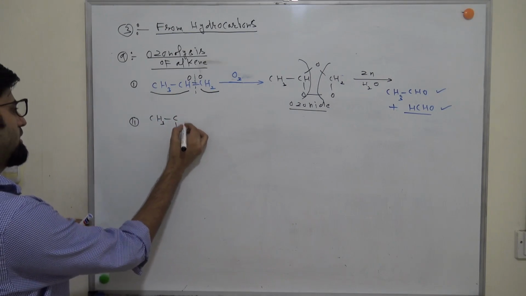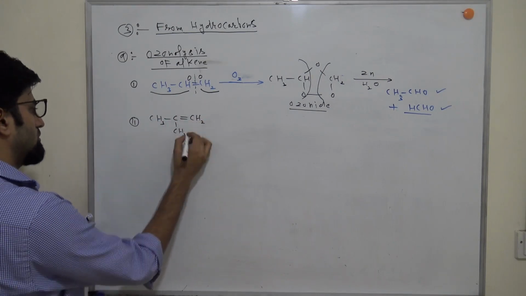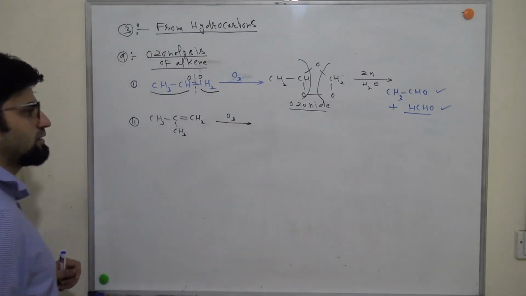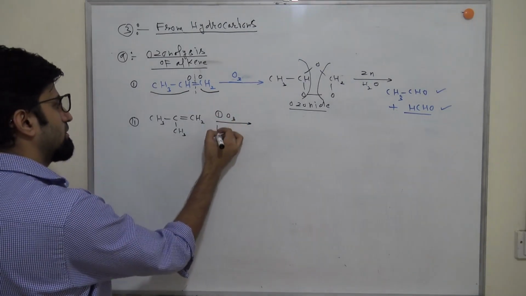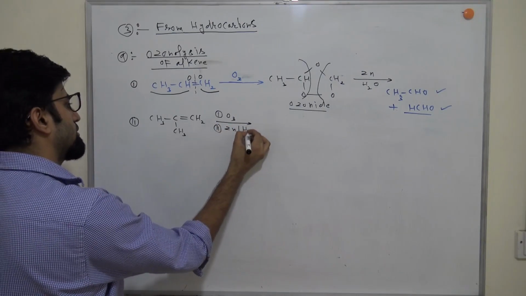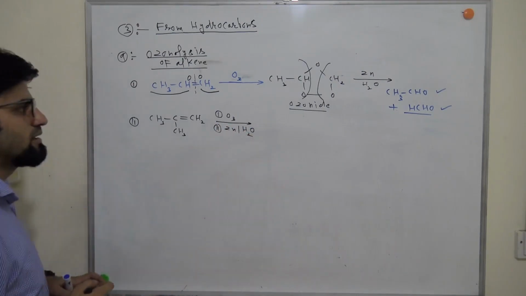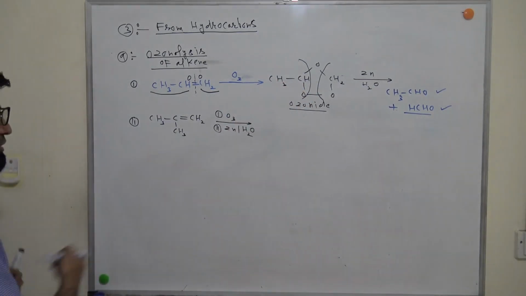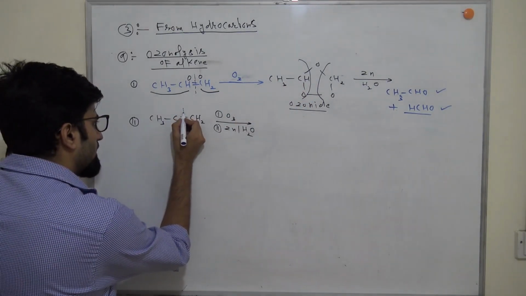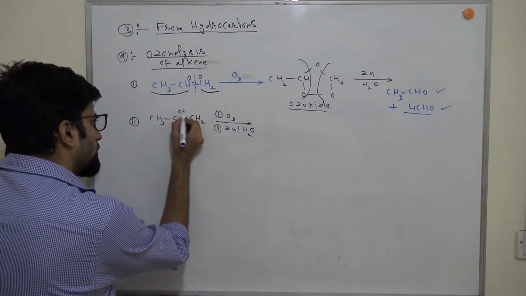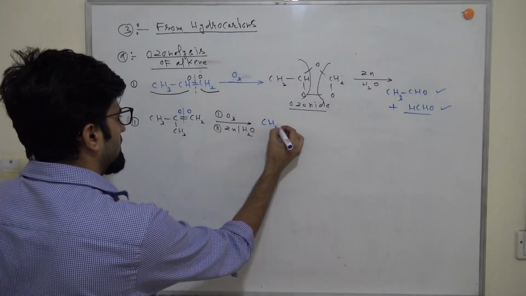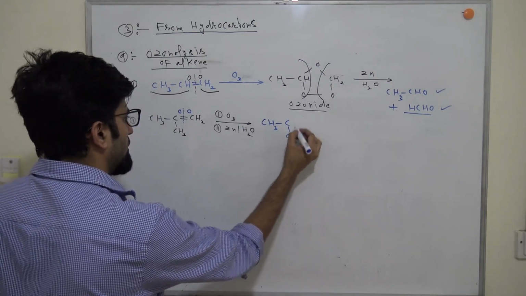CH3, CH3, double bond, CH2. I'm doing step 1, ozonolysis with O3, and second step Zn/H2O. Now you have to write the direct answer. Yes, you can make a mechanism also, but I told you the trick. Break the double bond, put O here, put O here. So this will be CH3, CH3 double bond O.